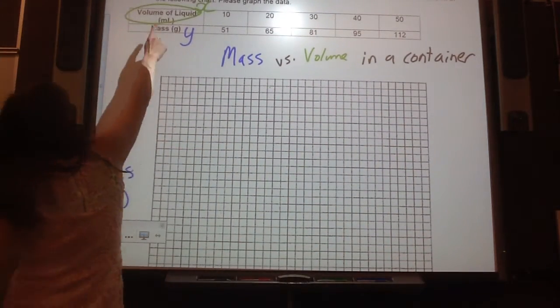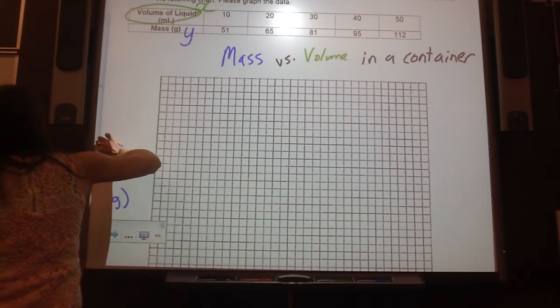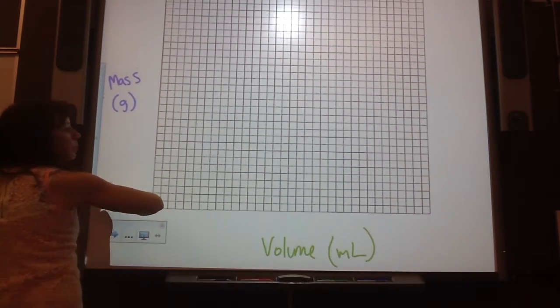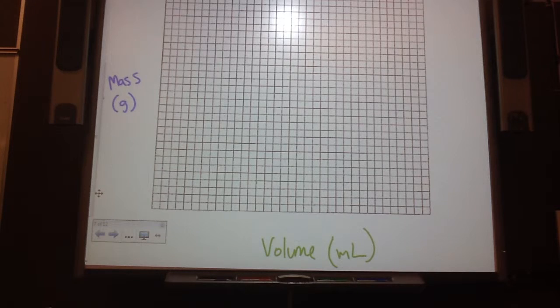So the x-axis is the volume in milliliters. Try picking your own increments.